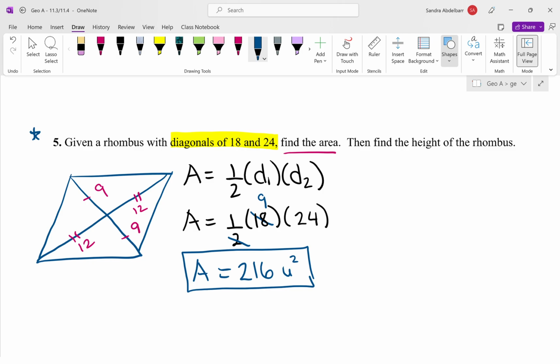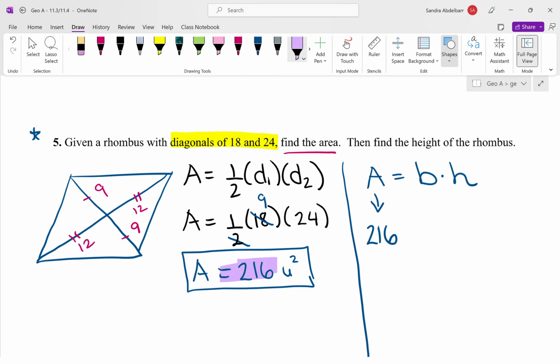All right, so it said find the area. But now they want us to find the height. So what I'm going to do is use the other rhombus formula. Area equals base times height. We're obviously going to try to solve for height. If I'm trying to solve for height, what are the two variables I need numbers for? B and A. Don't I already have A because I just found it? So instead of A, I'm putting 216. That came from here. Okay, I also need a base.